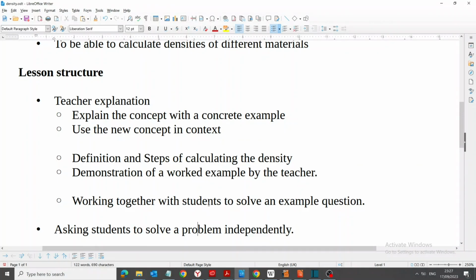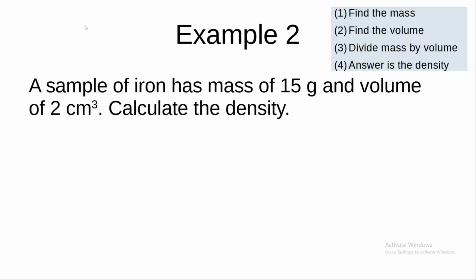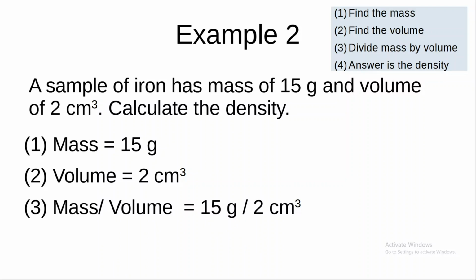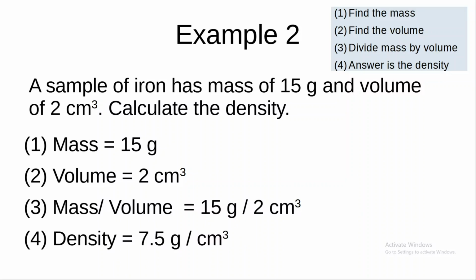Then we will work together with the students to solve an example question, and after that, ask the students to solve a problem independently. Here we give a different problem, but this time we ask input from the students. So first we can point out one student and ask what's the first step, find the mass, and another student can answer what is the mass, 15 grams, and we can ask someone else what to do next. We divide mass by volume, 15 divided by 2, the answer is 7.5 grams per cubic centimeter.